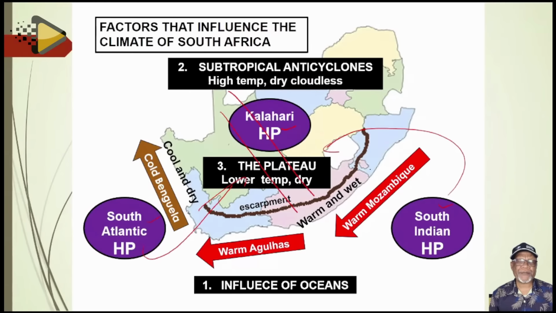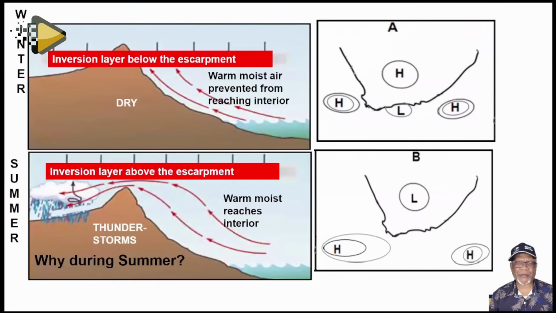And the Kalahari is dominant in the interior during winter. And during summer, it rises higher in the atmosphere. So these are 2 diagrams that indicate different seasons. So look at the inversion layer here. The inversion layer is below the escarpment. Why is the inversion layer below the escarpment? Because the Kalahari high pressure is dominating the interior.